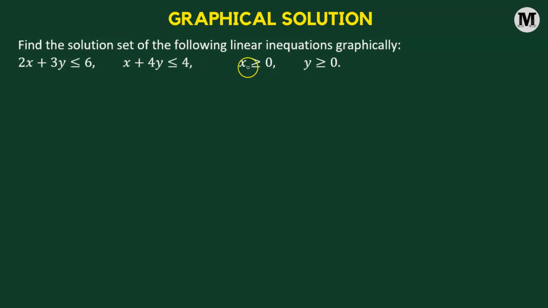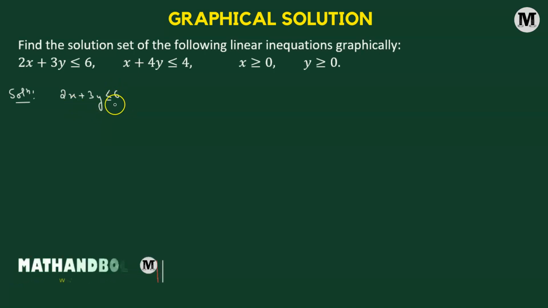Find the solution set of the following linear inequations graphically. Let us begin. Now here we have four linear inequations. We'll start with the first one. So here we have 2x plus 3y less than or equals to 6.